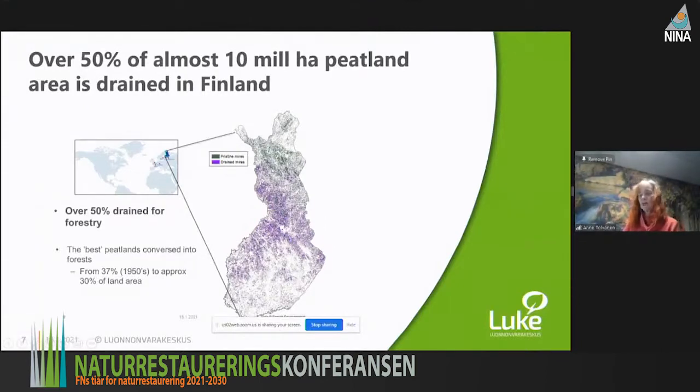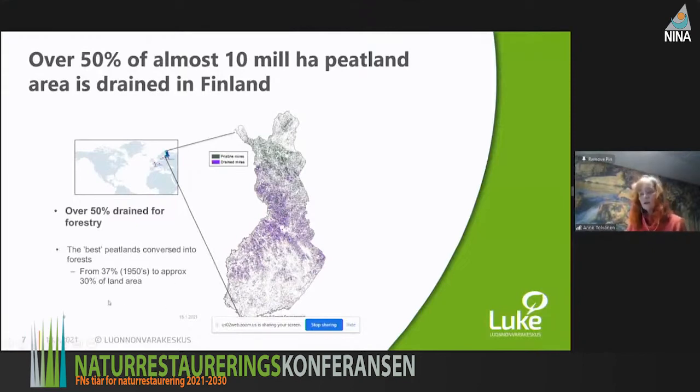So you can see that the drainage concentrates to the southern areas more than towards the north, which is good because in the north, the drainage wouldn't be so profitable because it's too cold and too nutrient poor there anyways.